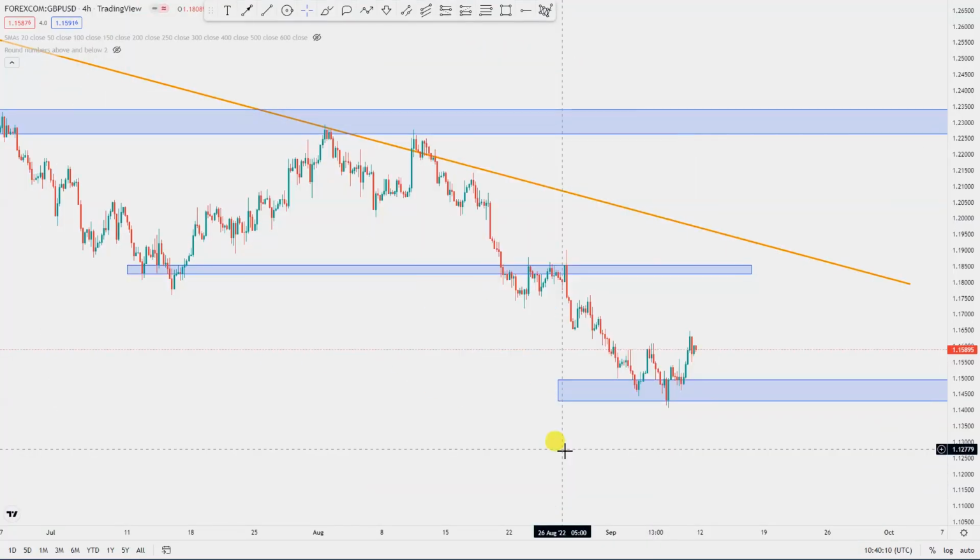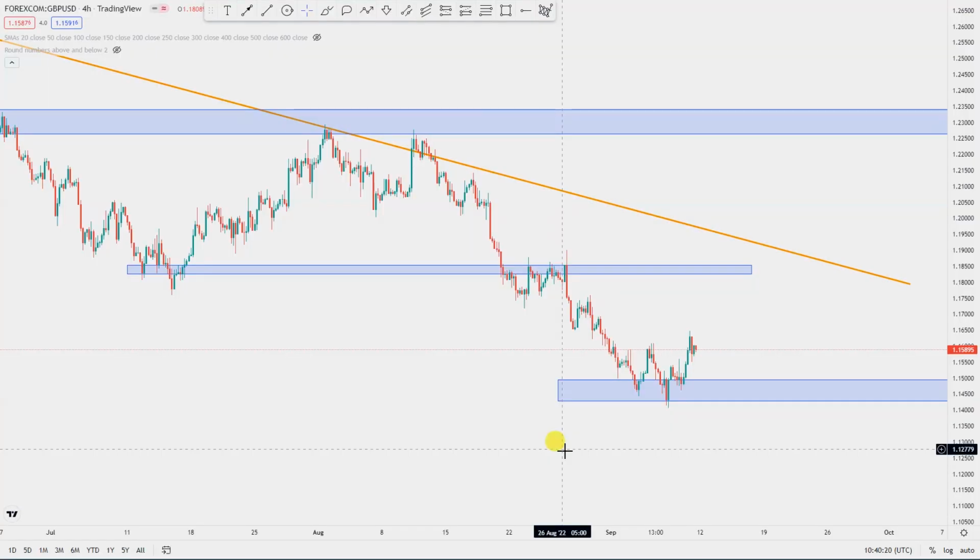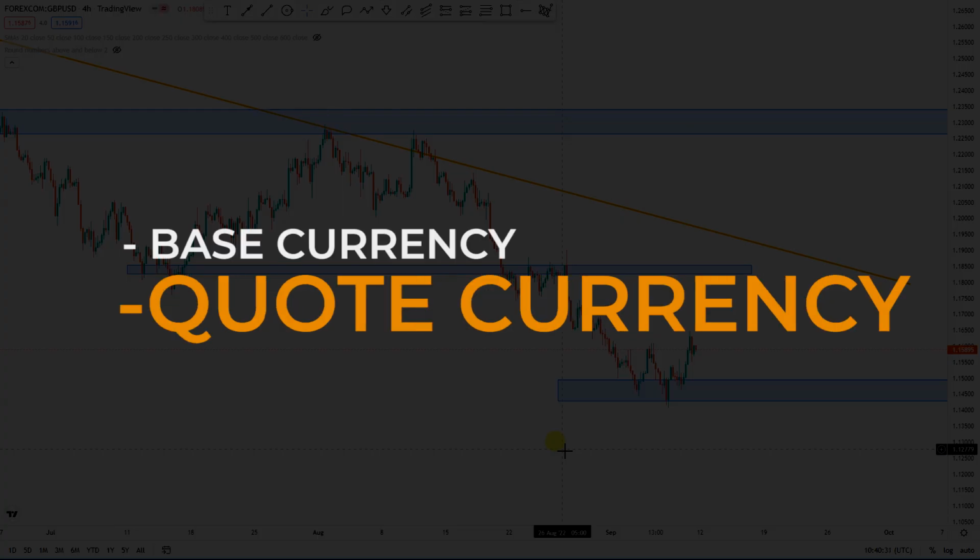What is a currency pair? A currency pair, in simple terms, is basically putting two currencies together to make a pair. As you already know, the English word pair means two things to become one. Now, in the currency pair, we would have the base currency and then the quote currency.